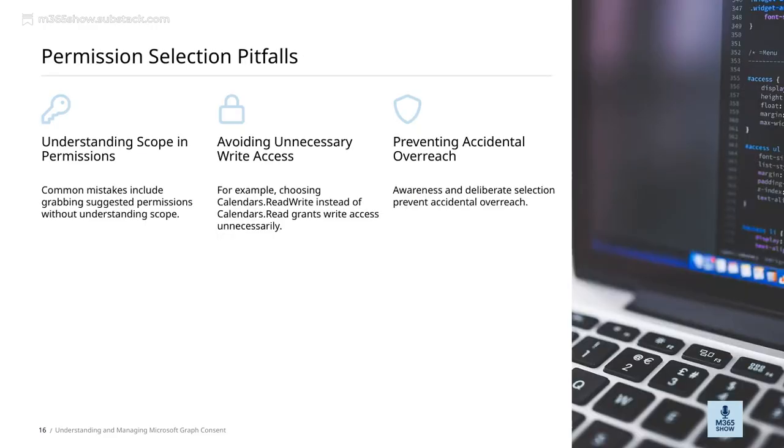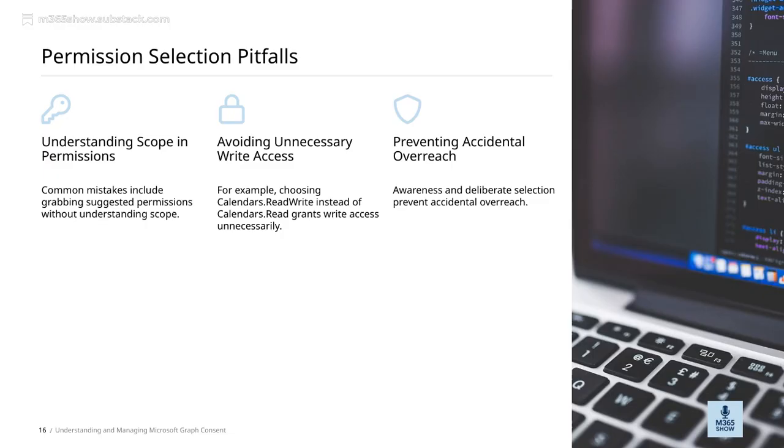Let's talk about permission selection pitfalls. It's crucial to understand and manage Microsoft Graph consent carefully. Being aware and deliberate in our choices helps us prevent accidental overreach, which is essential for maintaining security and user trust. For example, choosing Calendars.ReadWrite instead of Calendars.Read can give write access when it's not actually needed, potentially exposing more data than intended.